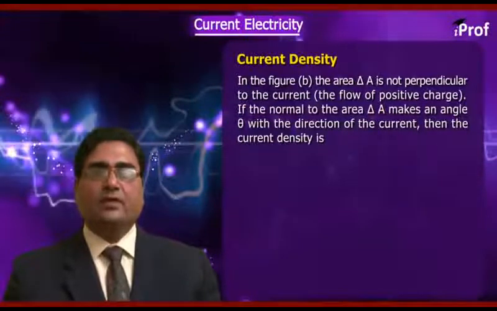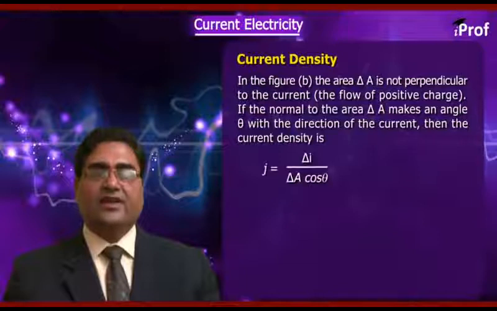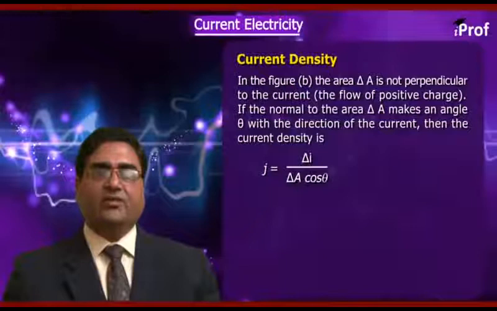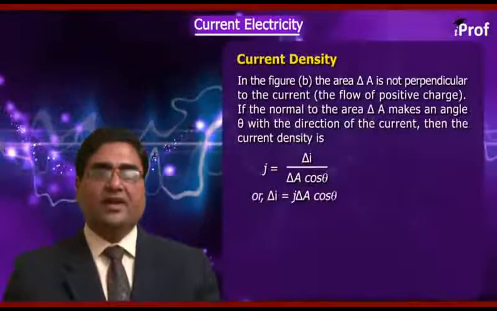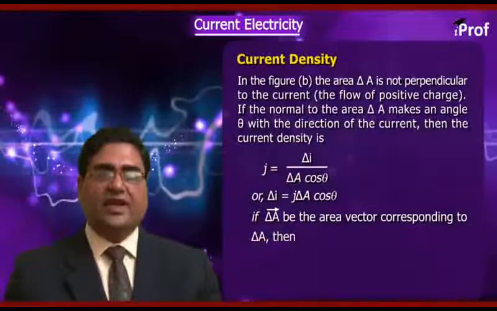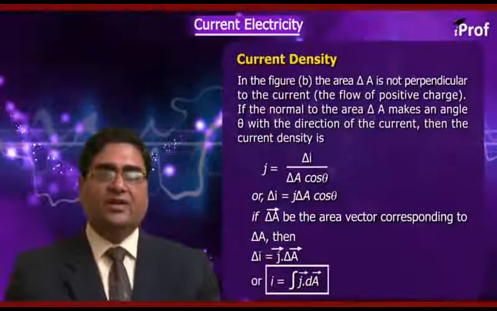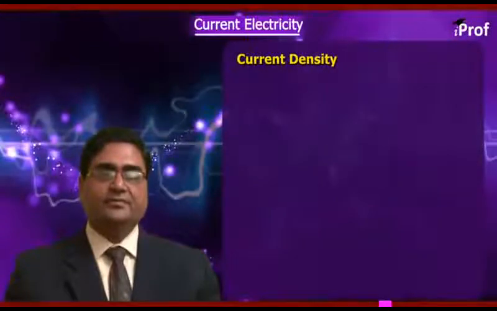If the normal to the area delta A makes an angle theta with the direction of the current, then the current density is J equals delta I upon delta A cos theta, or delta I equals J delta A cos theta. If delta A be the area vector corresponding to delta A, then delta I equals J dot delta A, or I equals the integration of J dot dA.